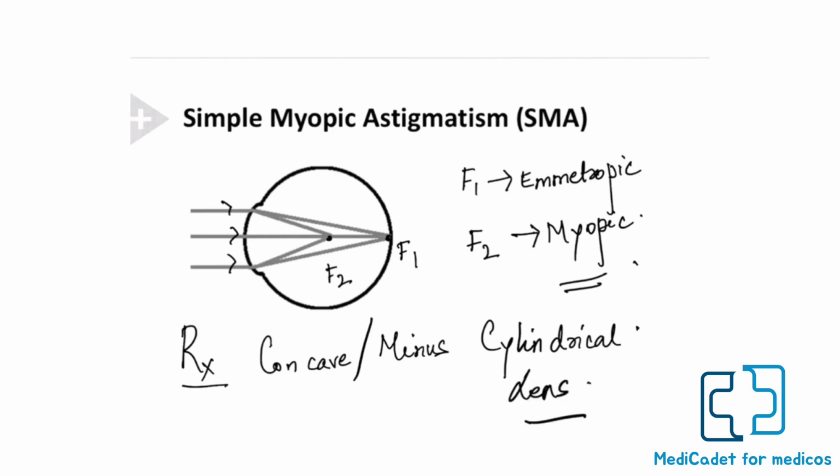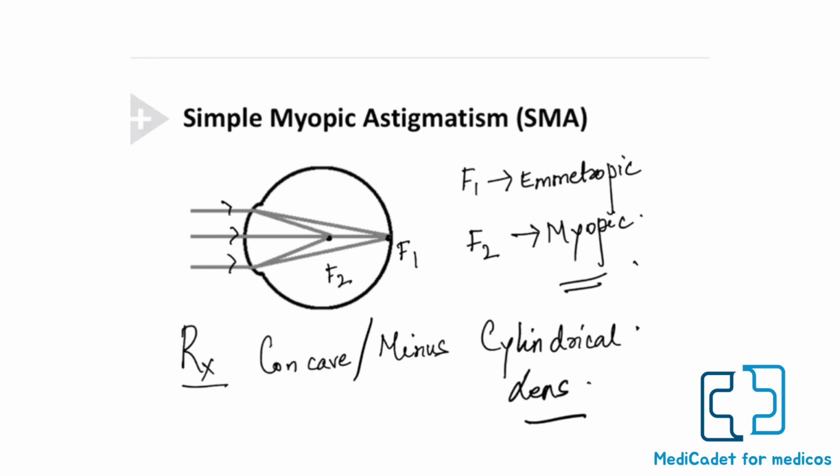Okay, I'll just explain this once more. The axis which is meeting at F1 is already emmetropic. That axis does not need any correction. So the correction is to be given only on the defective axis. So I need a lens which is going to correct only the defective axis. So I will use a cylindrical lens. What kind of cylinder? Because the defective axis is myopic, I will use a minus cylinder or a concave cylinder. So the prescription for SMA is a concave cylindrical lens.